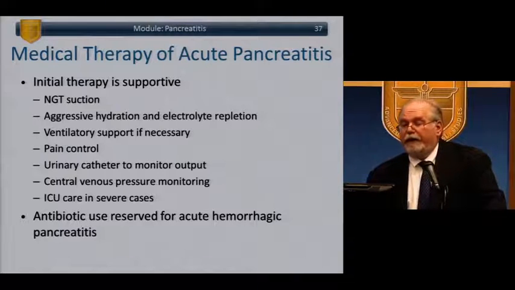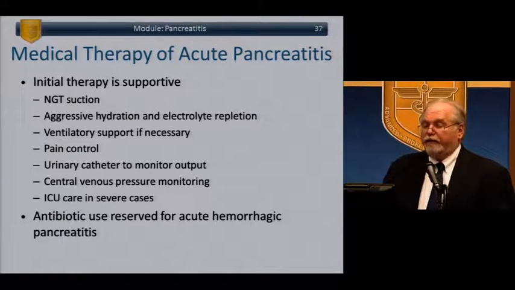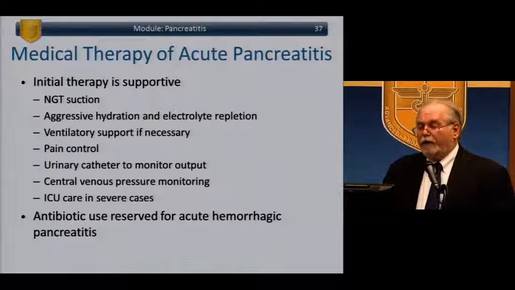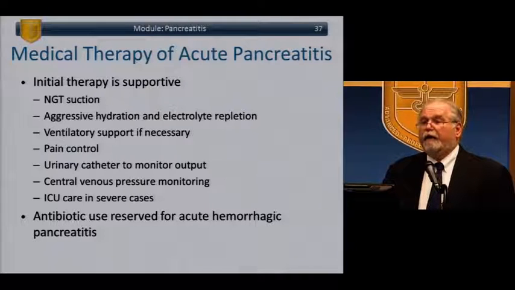Therapy of acute pancreatitis: supportive therapy, NG tube plus or minus, aggressive hydration, electrolyte repletion, ventilatory support if necessary, pain control, monitoring of urinary and central venous pressures, urinary output, and ICU. Antibiotic use is reserved only for acute hemorrhagic pancreatitis, and when used, it should be imipenem cilastatin, which is the effective drug for acute pancreatitis.